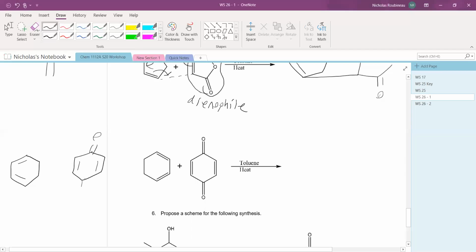Was a bit of streaking. Okay, so it's going to be the exact same mechanism, it's just different substrates now. Okay, I drew that towards the wrong bond. So again, just the electrons going counterclockwise like this. And then the rings basically fuse.